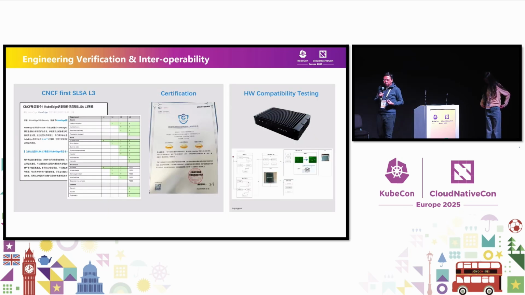So the third thing is, we will put more effort into covering some engineering verification with interoperability. Since this is a cloud and edge platform, many devices, in addition to the data center, will use our technologies. So how can we help you get this project started very quickly? It covers some hardware, some boxes, and some verifications. Like we introduced just now, KubeEdge is the first CNCF project to pass SLSA S3.